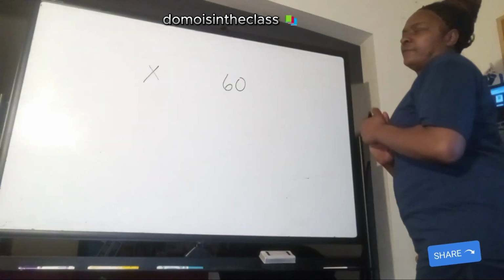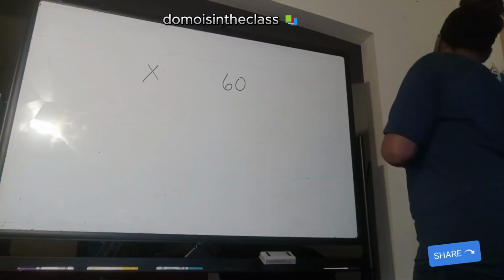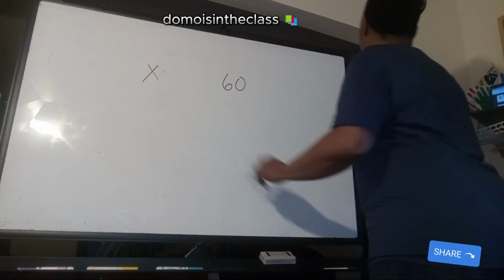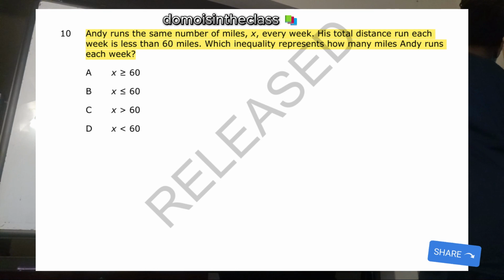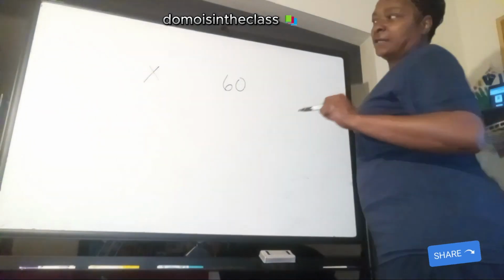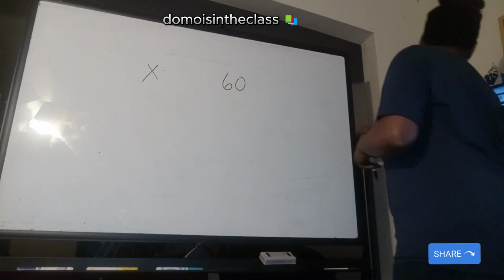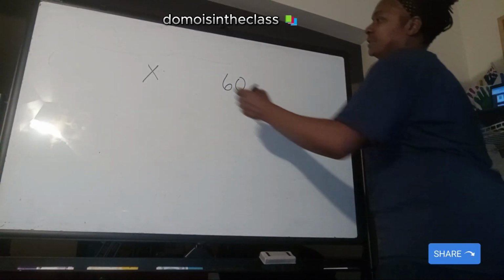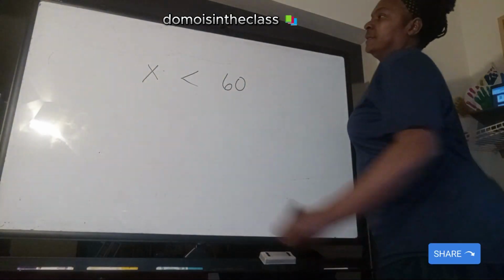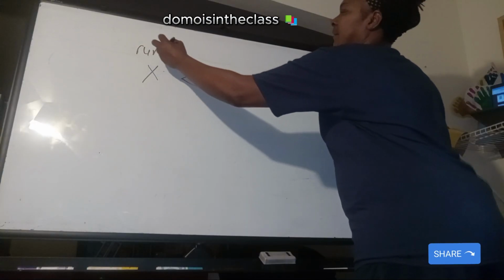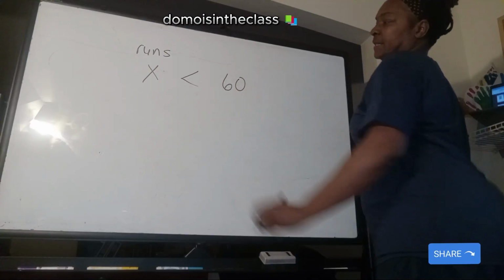Think about the problem again. Andy runs the same number of miles, x. Right? This is Andy running every week. The total distance that he's run each week is less than 60. So this is what he's running. 60's here. That means he runs less than 60, means 60 should be greater. And he runs less than. So this is what he runs, and he runs less than 60.